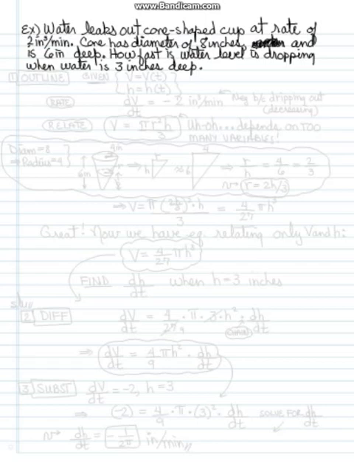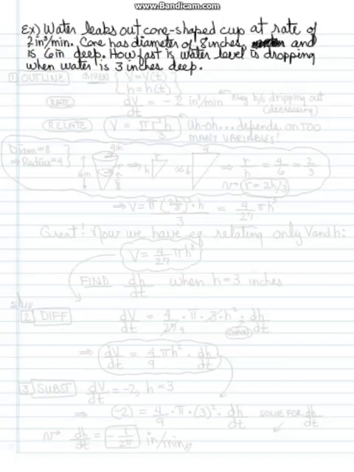Here we have a cone-shaped paper cup and water is leaking out of it at a rate of 2 inches cubed per minute. Cubed, that's volume. That is a change in the volume. The cone has a diameter of 8 inches and it is 6 inches deep. That's the entire cone. How fast is the water level dropping when the water is 3 inches deep?